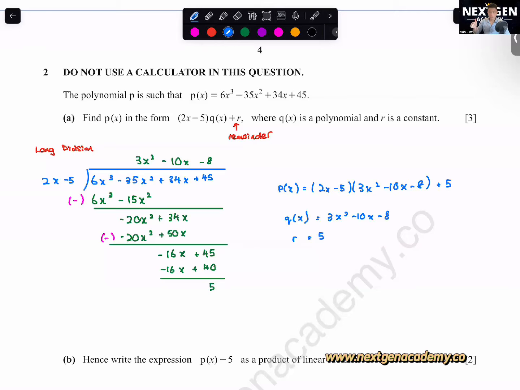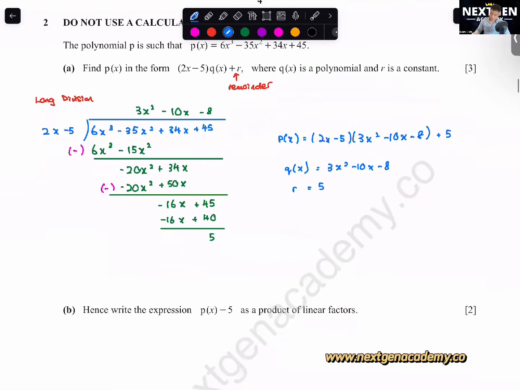Long division, everyone okay? Okay, this is question 2a. Next one. Hence, write the expression p(x) minus 5 as a product of linear factors. Okay, how come suddenly now it becomes p(x) minus 5? You'll see here, what are they asking you to find right now?